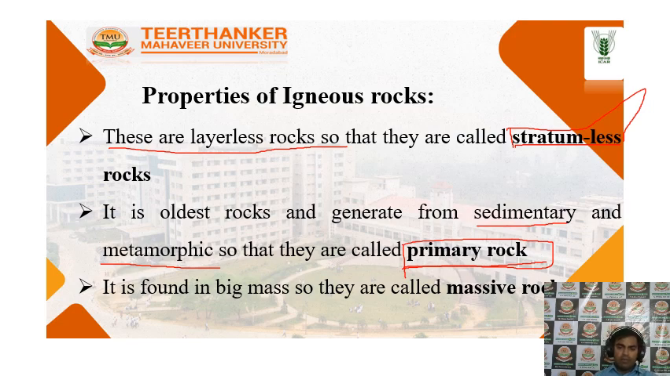My dear students, always remember this type of question is asked in examinations: which one is the primary rock? Always remember igneous rock is the primary rock. The third point is that it is found in a big amount, meaning a huge amount. That is why it is called massive rock. Massive means big amount.